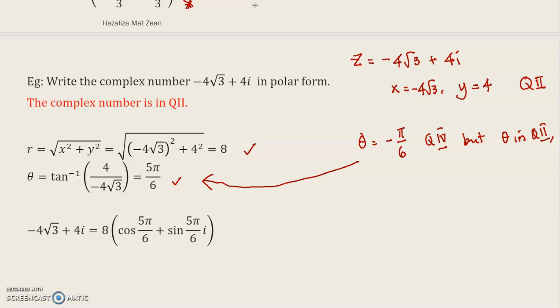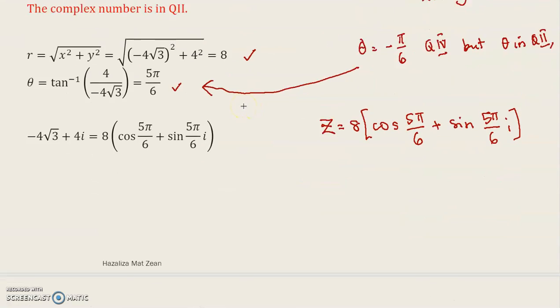Then you write your complex number. The r is 8 and theta is 5 pi over 6. So the complex number is 8 times cosine 5 pi over 6 plus i sine 5 pi over 6. Alright, so this is the complex number.